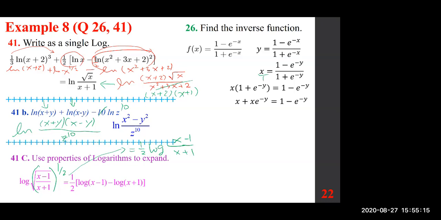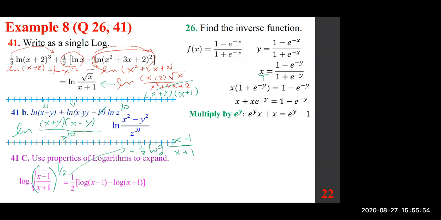We see e to the power of negative y, which means 1 over e to the power of y. You can write it as a fraction or just multiply both sides by e to the power of y to get rid of the e to the power of negative y. If you multiply both sides by e to the power of positive y, then it becomes x times e to the power of y. The next one, they cancel each other, equals 1 times e to the power of y, and then the other ones cancel each other. So I hope you see the transition.